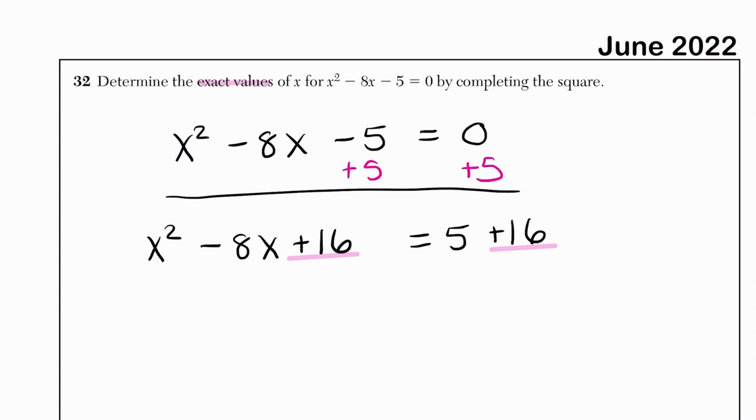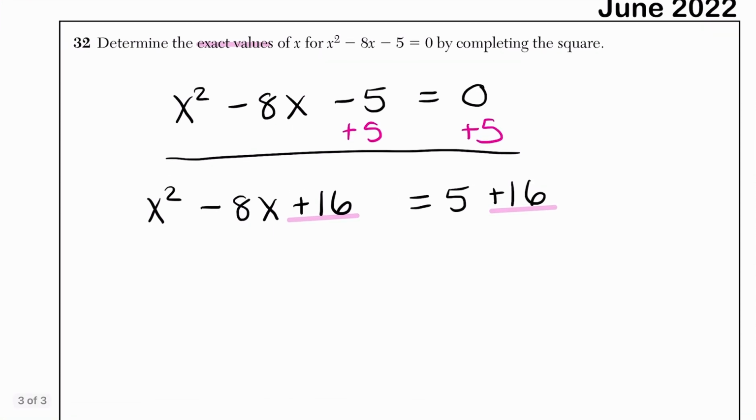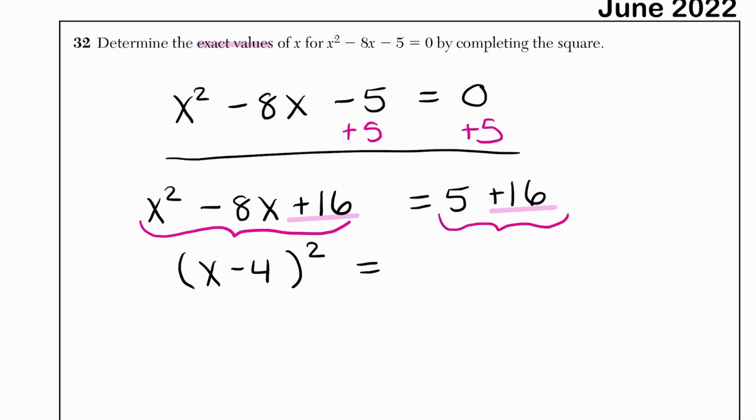All right, now the whole point of making this beautiful perfect square trinomial is now I can write it as a binomial squared. What was that magic number? That's right, it was x minus 4. So now I have x minus 4 squared equals, and now I'm going to simplify the other side too. So this guy over here became this binomial, right, using my magic number, and these two together, 5 plus 16, that's just 21. Okay, now I have an equation that I can solve for x. So it wants me to find the exact values of x. So I'm going to solve this equation.